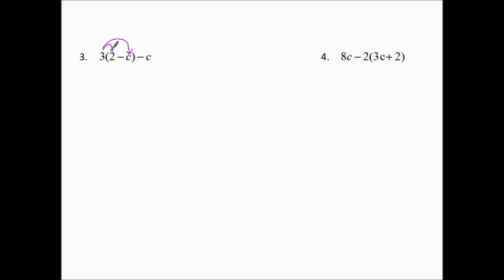So when I distribute my 3, 3 times 2 gives me 6. 3 times negative c, remember there's a negative 1 here. 3 times negative 1 is negative 3c, minus c. That minus c just comes down. The 3 does not get distributed to the negative c. It only just gets brought down. Only the things in parentheses get distributed to.